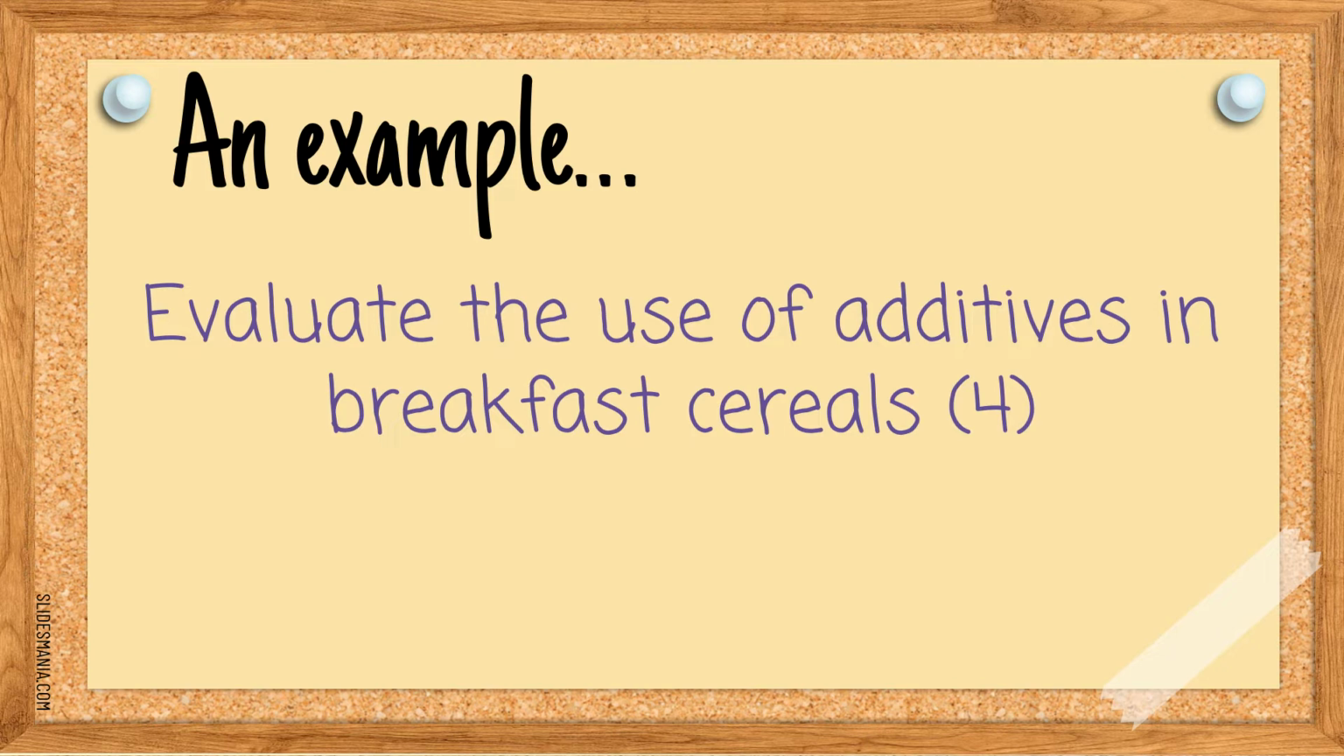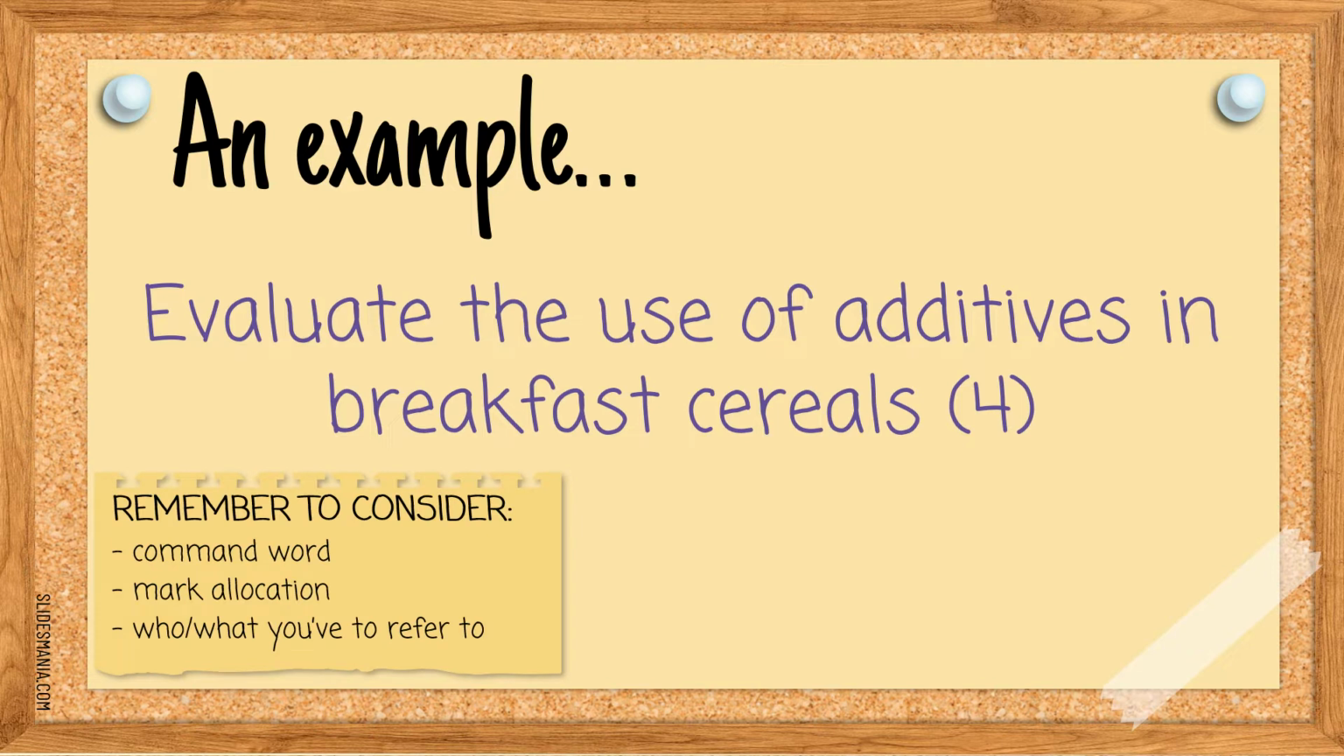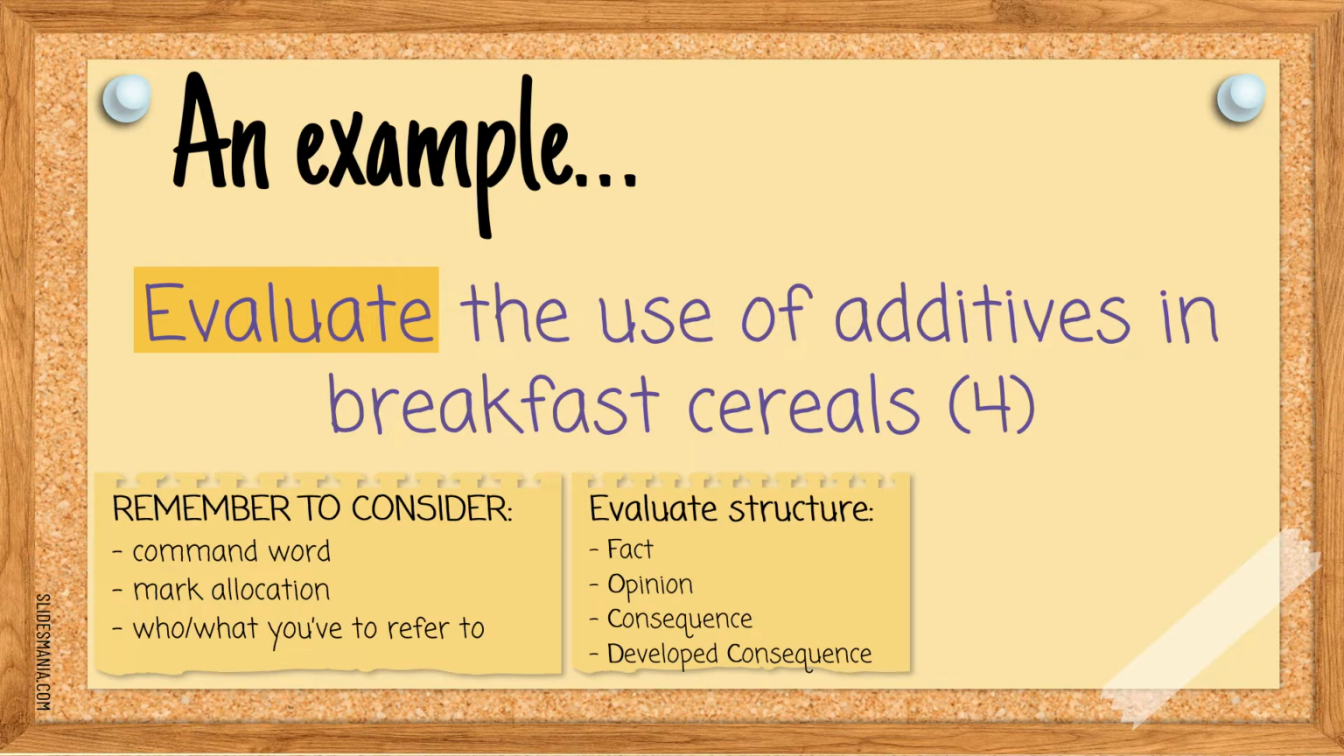So if you were asked to evaluate the use of additives in breakfast cereals, remember, we want to consider what the command word is, what the mark allocation is, and who or what you've to refer to. So our command word in this instance is evaluate. Remember, to gain our first mark for evaluate, we're given a fact, an opinion, and a consequence, and then we can gain a second optional mark from giving in a developed consequence. Our mark allocation for this question is 4 marks.